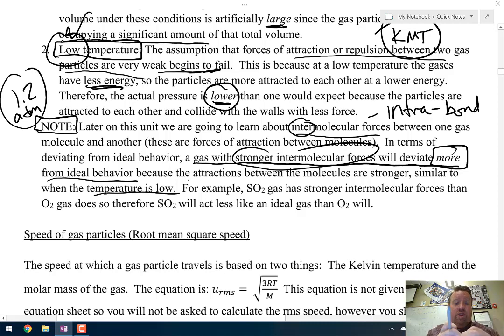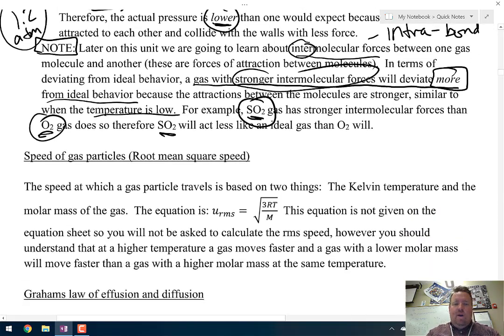When the temperature's low, they're more attracted to each other. So if SO2 has stronger intermolecular forces than Cl2, then we know that it's going to behave less like an ideal gas. For example, SO2 gas has stronger intermolecular forces than oxygen gas does. We haven't learned why yet, but it does. Since SO2 is more attracted to itself, it's less likely to hit the walls with as much force, and therefore SO2 will behave less like an ideal gas than O2 will. So O2 will act more like an ideal gas than SO2 will.